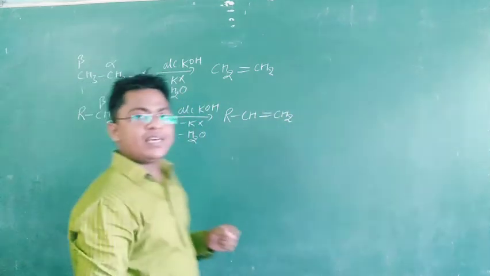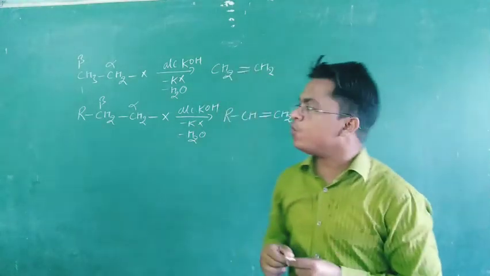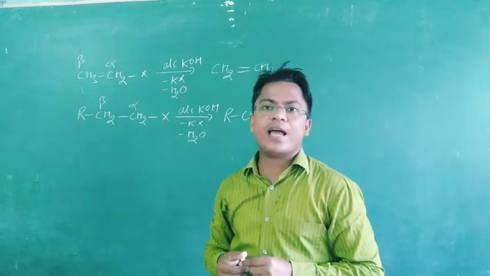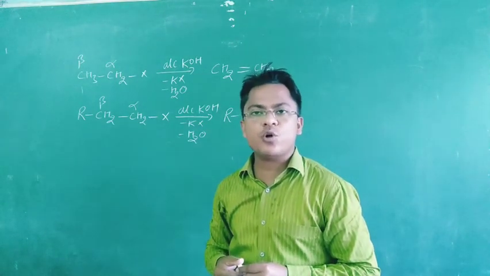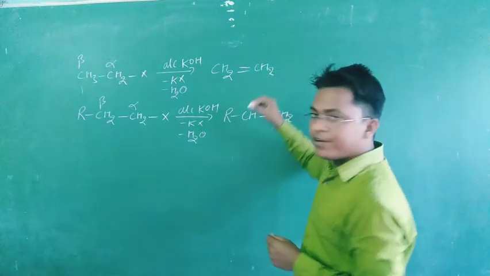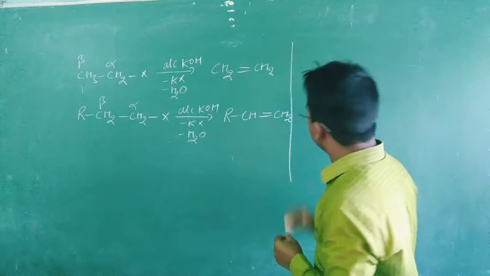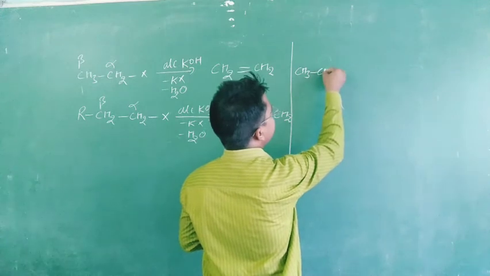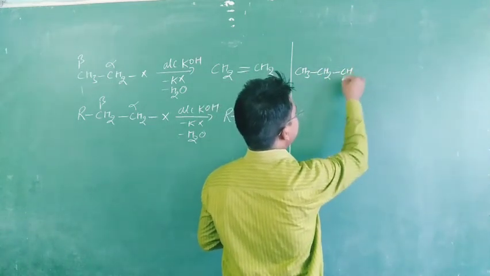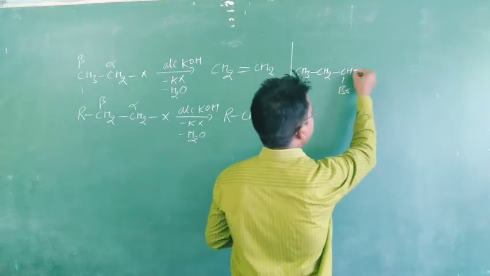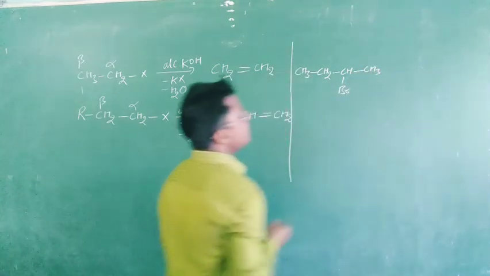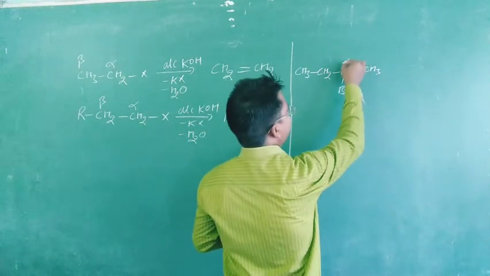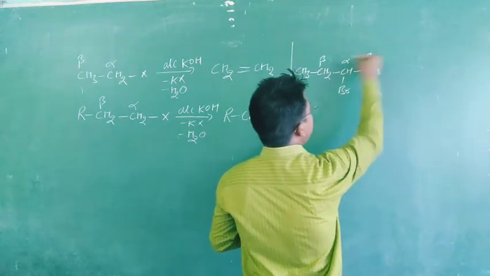There are some special cases, the alkyl halide which has two beta carbons, then a specific rule is applied for the elimination reaction. This rule is called Saytzeff rule. Okay, let's have a reaction. Suppose we have this alkyl halide, and you can see there are two beta carbons. This one is alpha and these are the beta carbons.